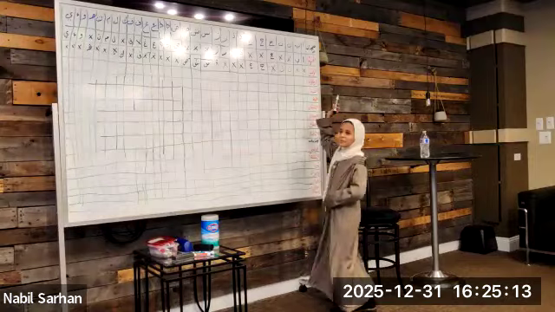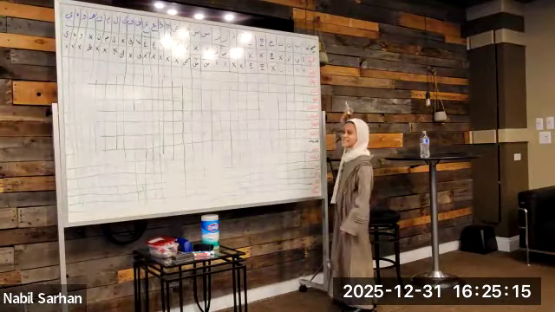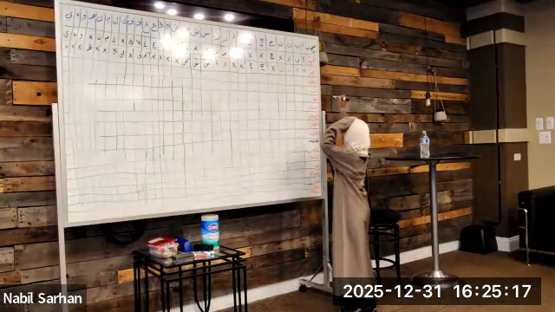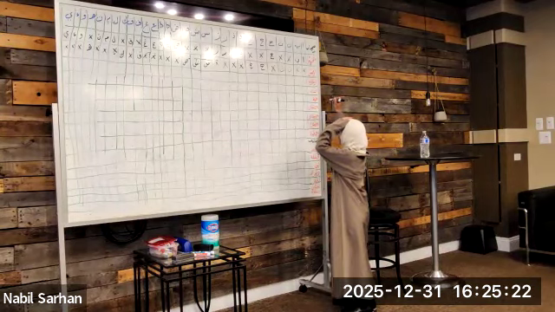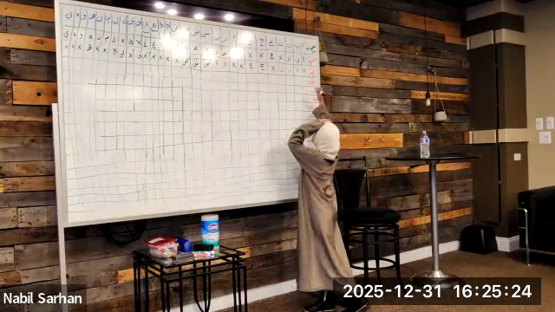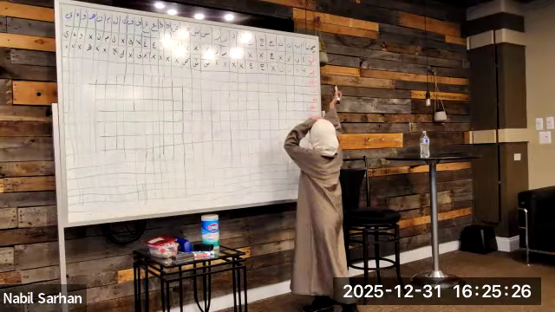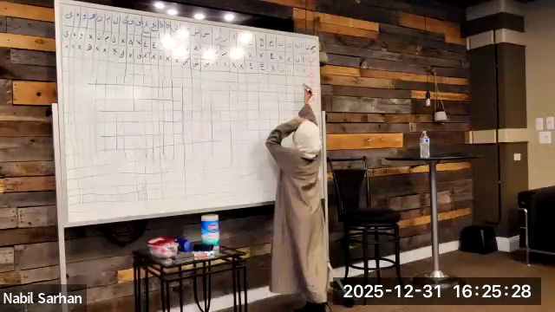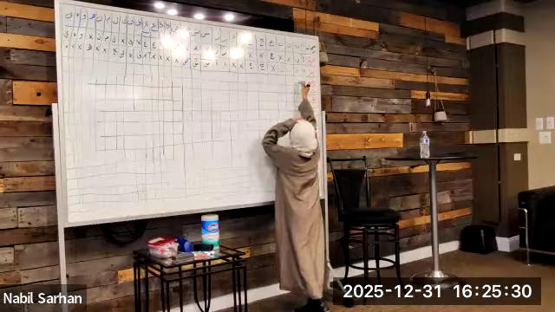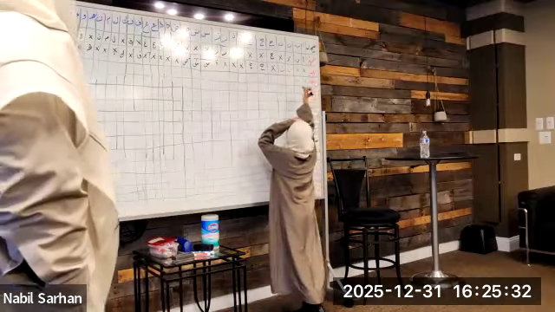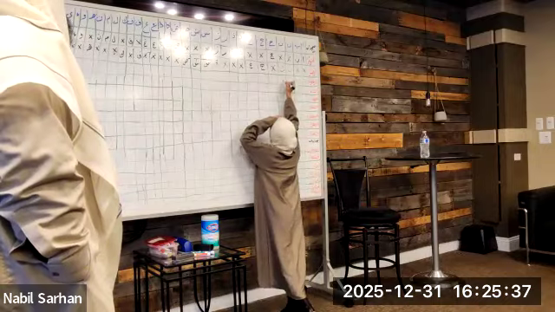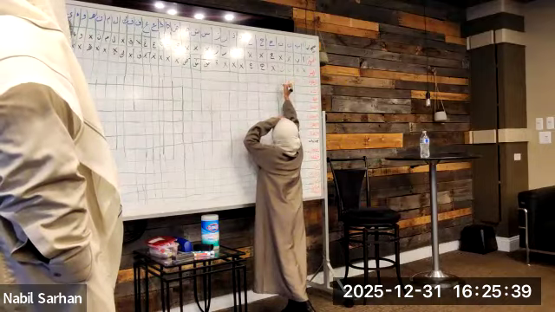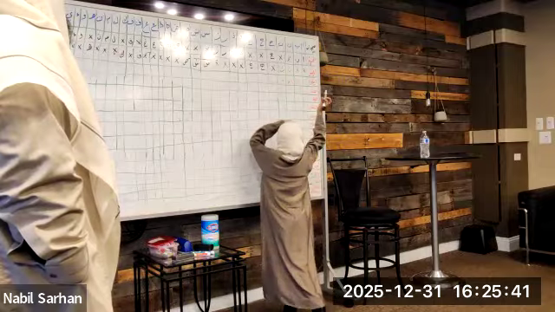So this is for the rakhawa, right? Rakhawa means what? Soft, meaning the sound flows freely. So alif, yes or no? Yes. So write an alif. Ba, yes or no? X. Ta, yes or no? Right, good job. Jim, yes or no? X.